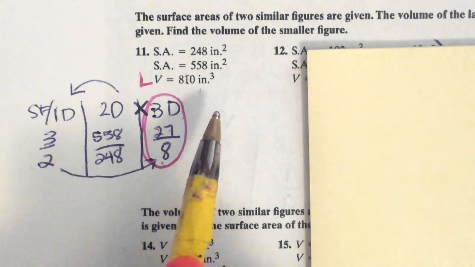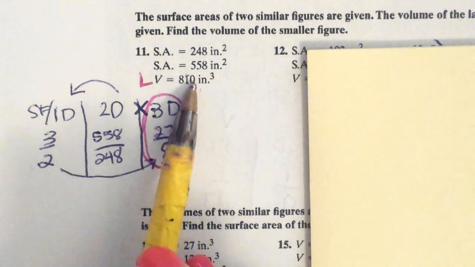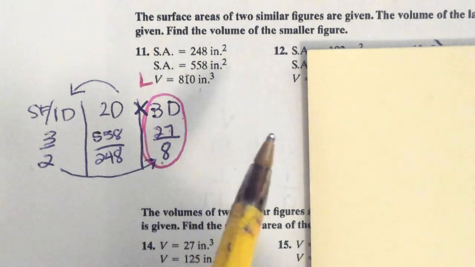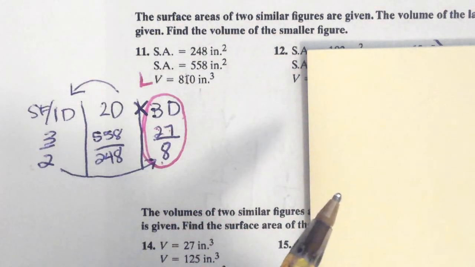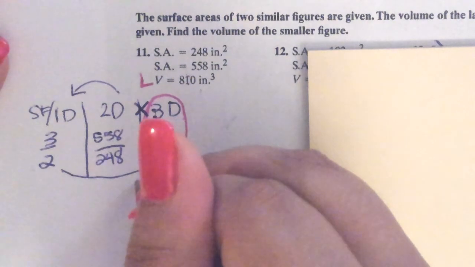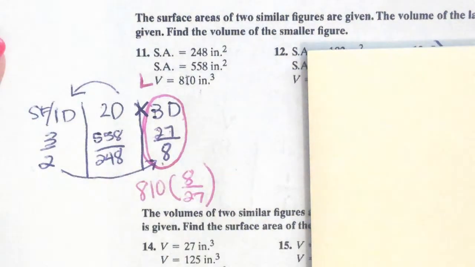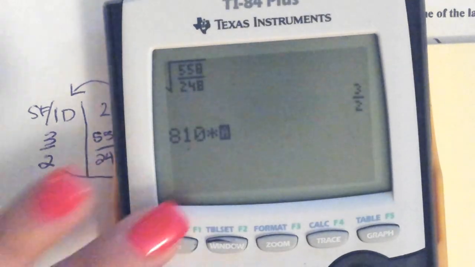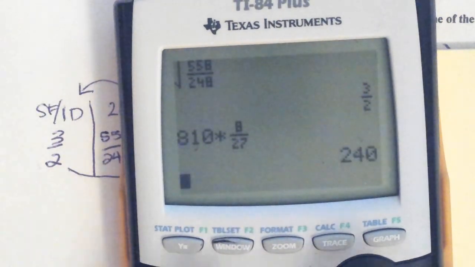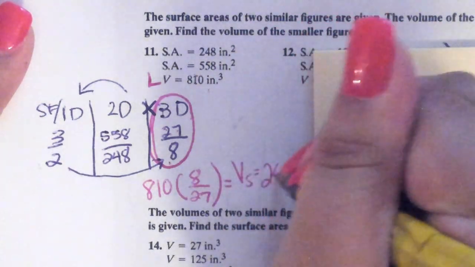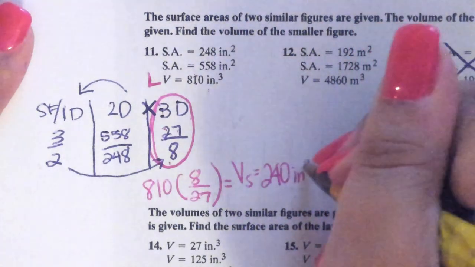So what can I do? I can do one of two things. Technically, I could divide 810 divided by that. That's kind of ugly. I think David was the one that said, I can do the reciprocal. So, I'm going to multiply my large volume of 810 by 8 over 27, because that'll give me the smaller answer. So when I do that, I get 240, which is my smaller volume. Inches cubed.